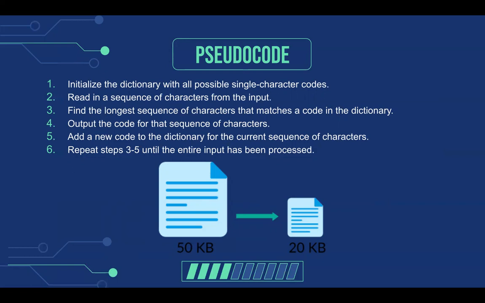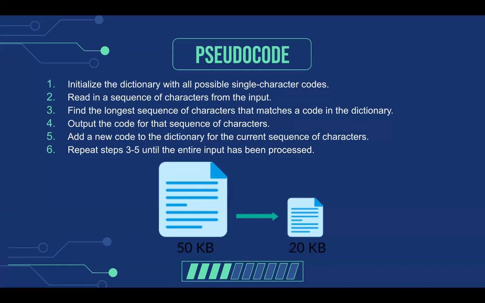Now we output the code for the sequence of characters. Once we have identified the longest sequence of characters that matches a code in the dictionary, we output the corresponding code to the compressed output and add a new code to the dictionary for the current sequence of characters after we have outputted the code for the matching sequence. So the next time we receive the same sequence, we can simply use it. This is one key core aspect of the LZW algorithm, which is very useful when there is redundant data.